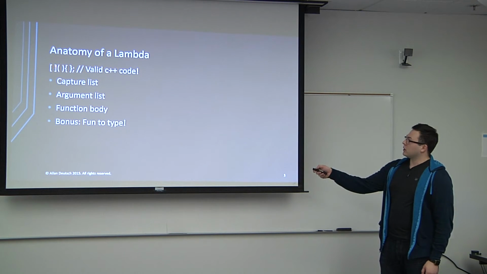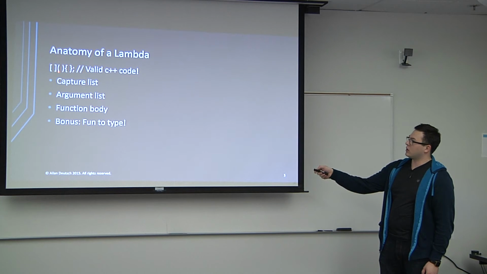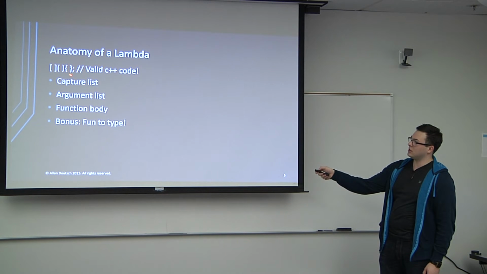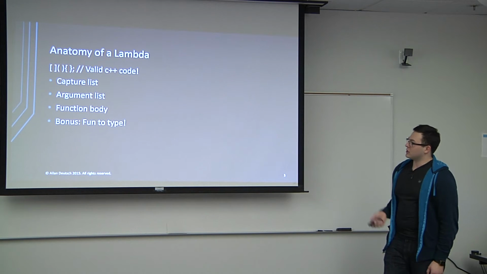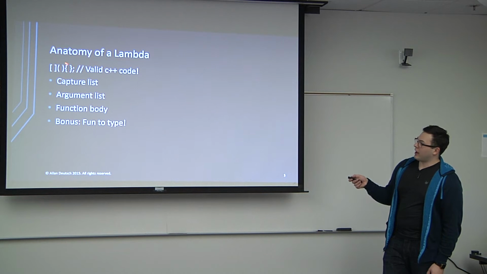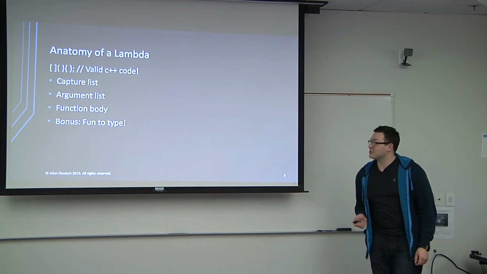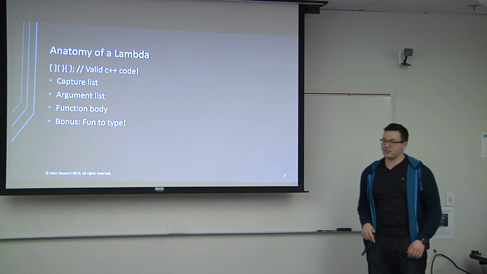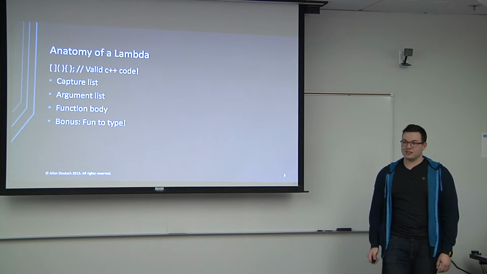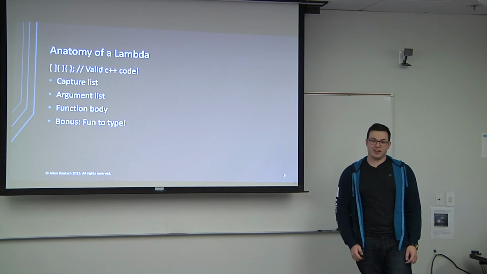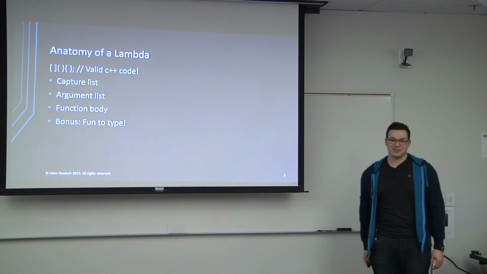So the first one here is the capture list. That's in the square brackets. The second one is the argument list, which is in the parentheses. And then the function body is in the curly braces. So that right there is actually valid C++ code. It's just empty braces. So it's really fun to type because you just have all these braces. The only one that's missing is the angle brackets, and there's no templated lambdas, so you don't get those, unfortunately.